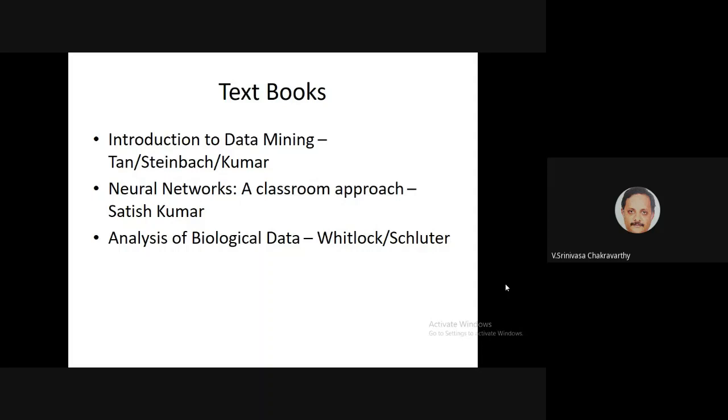Textbooks: for the data mining part, I'm consulting the book by Tan, Steinbach, and Kumar, Introduction to Data Mining. For the traditional neural network part, I'm looking at Neural Networks: A Classroom Approach by Satish Kumar. The analysis of biological data, I'm not really looking at, because it has lots of statistics and I'm not covering much of that in this course. For deep learning and applications, I'm just looking at some papers. As and when we look at something, I'll give the reference to that.